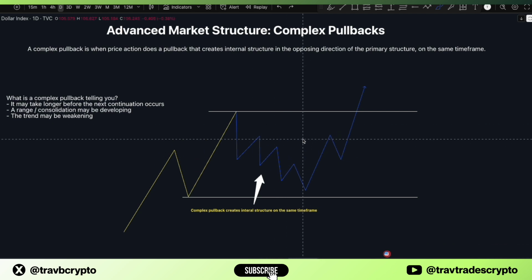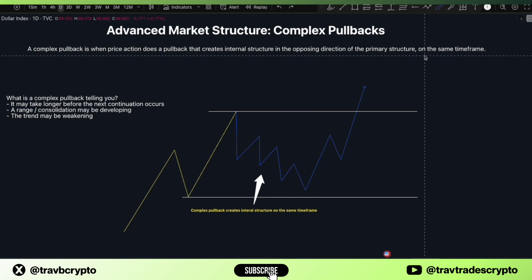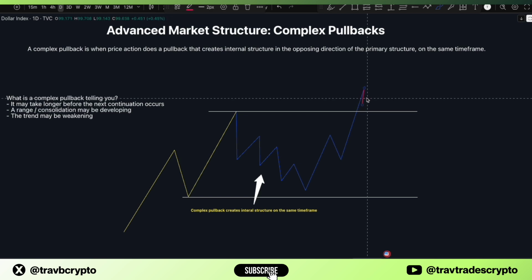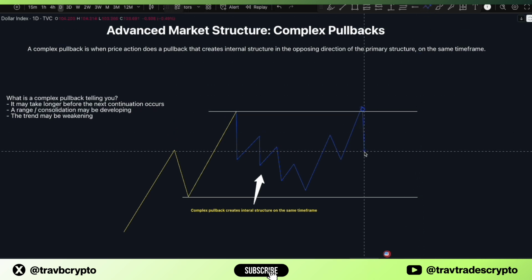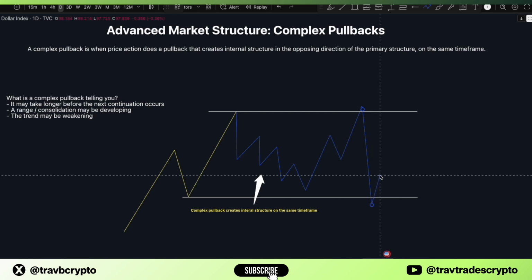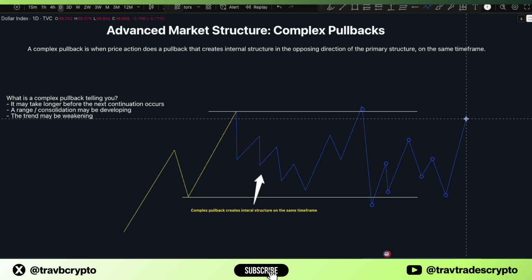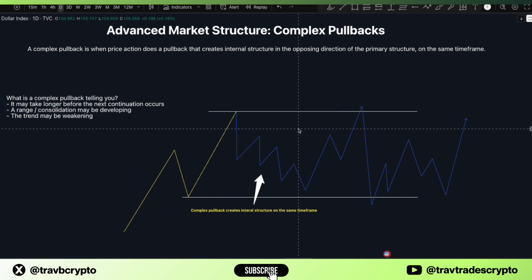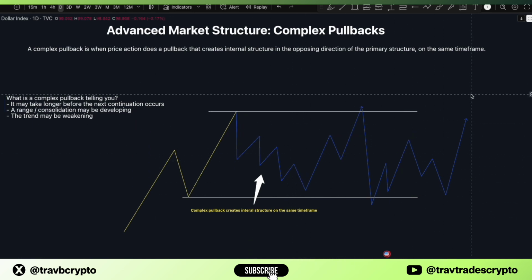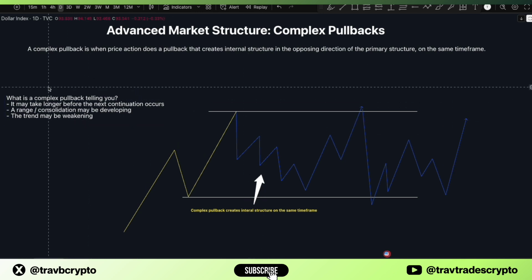The complex pullback may lead to something like this. Okay, where it sweeps to the range, then it comes back, potentially comes back, maybe it comes back again, starts ranging, right? So it could tell you that the market's about to start ranging and it may need to consolidate for a while before it determines the next direction. And the trend just may be weakening. These are all the considerations you make.